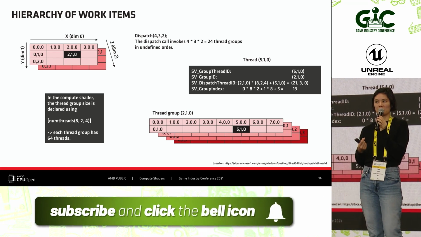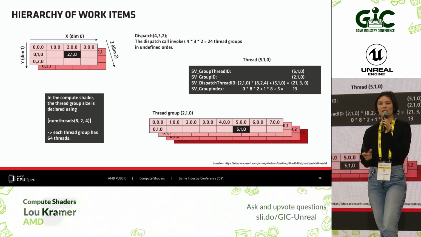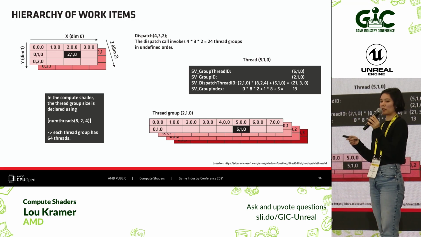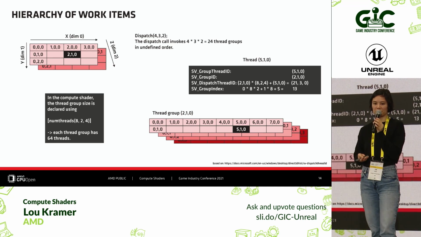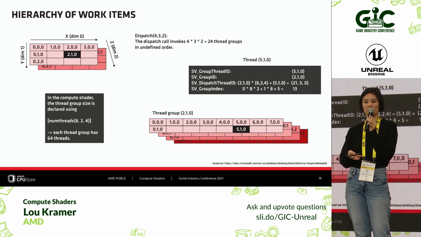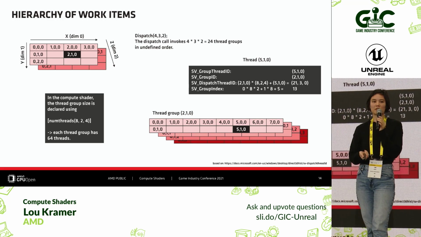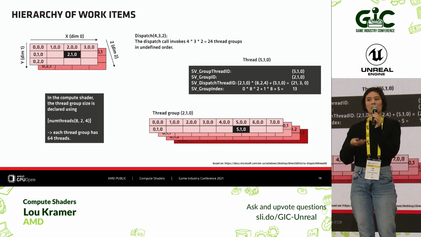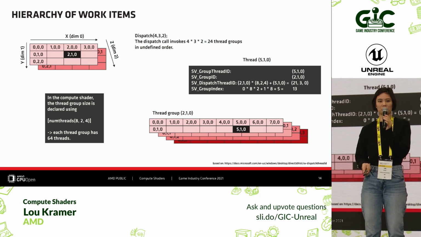And then a thread group is, well, it's a group of threads. And how many threads, it's also up to you. And you define it in your compute shader. So in this example, you have 8 times 2 times 4 threads in one thread group. So in total, 64 threads. So this means the total number of threads you invoke with this dispatch call is 24 times 64. And then if you look at a single thread, you have different types of indices. For example, you have the index of the thread within the thread group, you have the index of the thread group itself, and you also have the index of the thread within the whole dispatch.